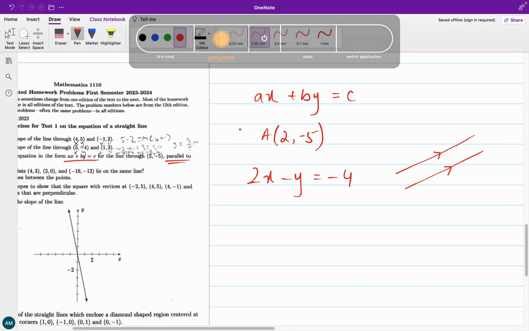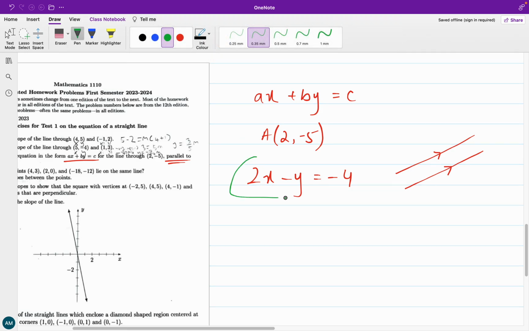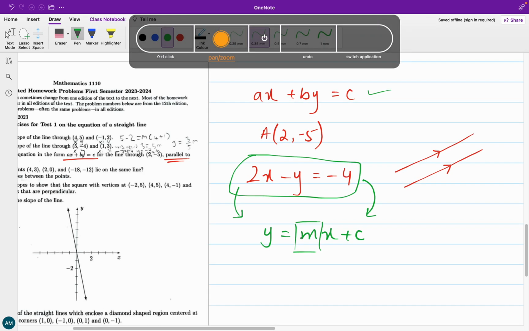Right? So we're given this equation. If we are able to somehow find the gradient of this equation, we will know the gradient of the line which we were trying to find as well. So let's try to solve for the gradient of this equation. We'll write it down in the standard form, which is y = mx + c. If we are able to rewrite this equation in the form y = mx + c, then we know that m will be the gradient.